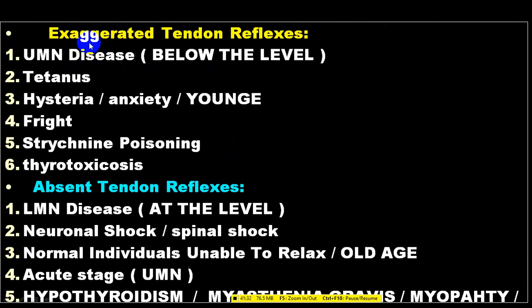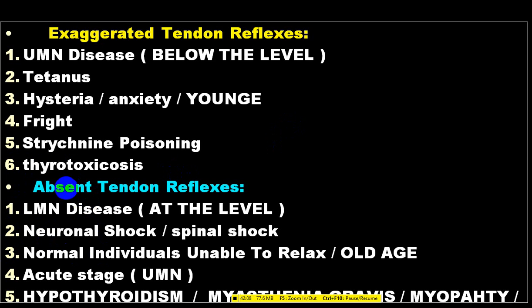It will also increase, or you will have a brisk jerk in tetanus, hysterical, anxiety, young individual, fright, strychnine poisoning, thyrotoxicosis. So these are non-neurological conditions. And also we are able to elicit in tetany, Chvostek's sign and Trousseau's sign. While absent jerk will be in a lower motor neuron whenever there is a damage at the level of damage in spinal cord or in the brainstem.